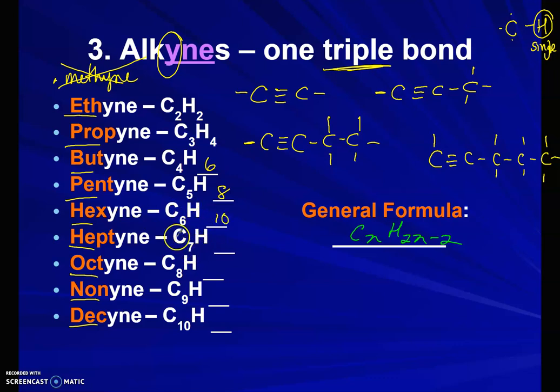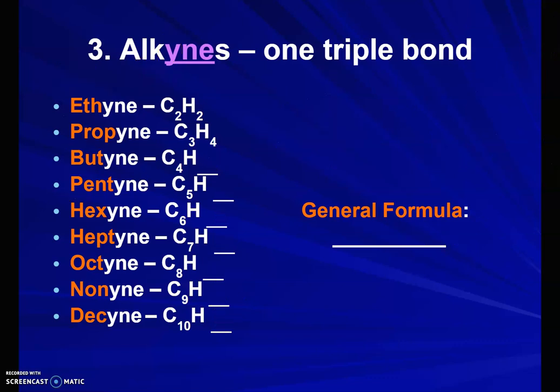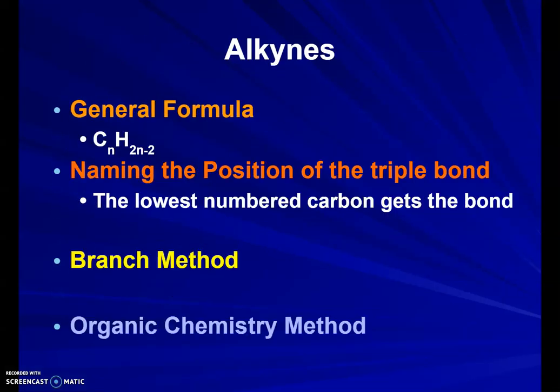So to finish this out, we have hexyne, C6H10, heptyne, C7H, that's right, 12, octyne, C8H14, nonyne, C9H16, and C10H18 for decyne.